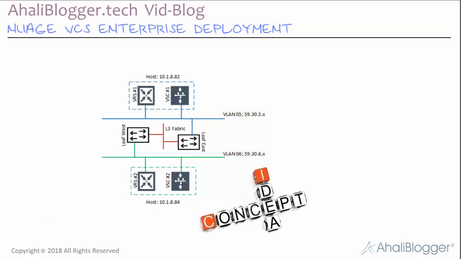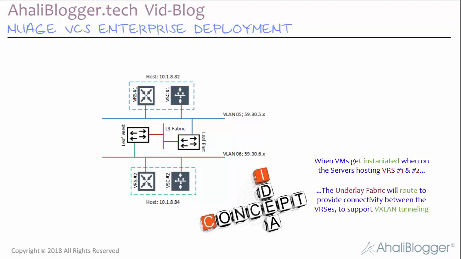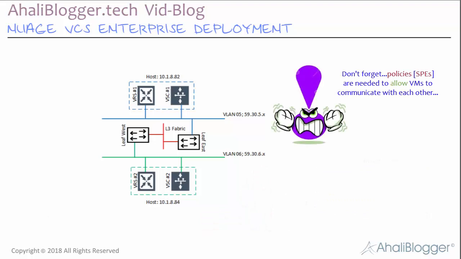The concept I'm trying to bring across is that when the VMs get instantiated on these two different servers hosting VRS 1 and 2, the underlay fabric will route and have reachability to these VLANs, after which the VXLAN tunnel will be created to support connectivity to the VMs within the Nuage VCS overlay. Of course, that would all depend on the policies we put in place to make that happen.